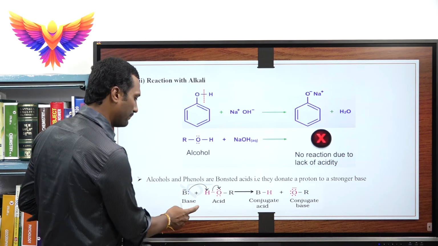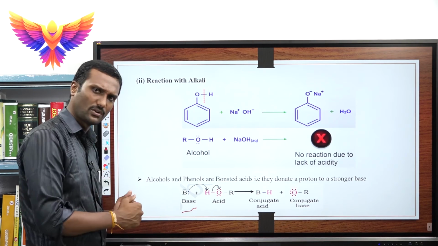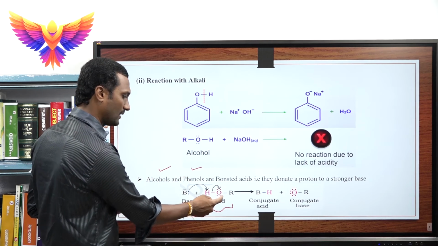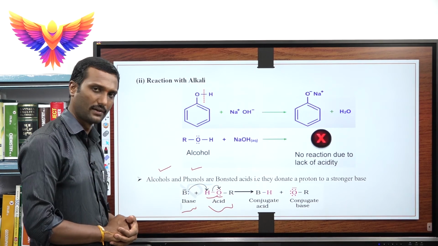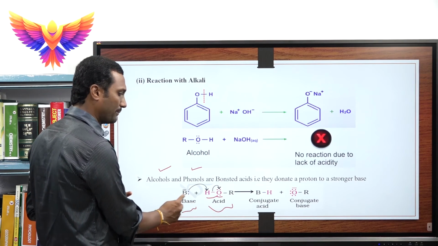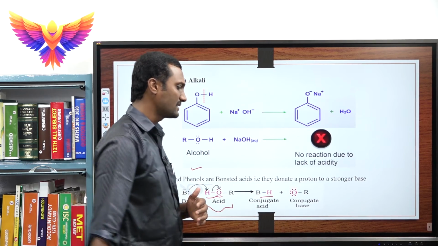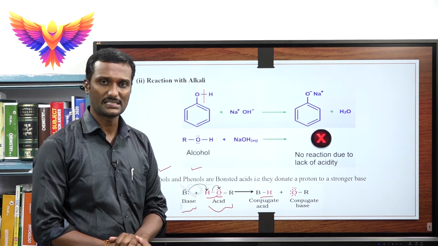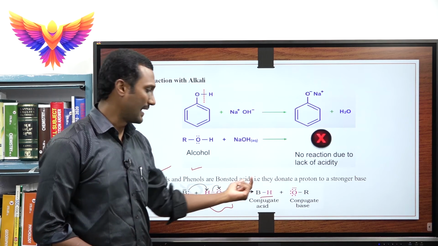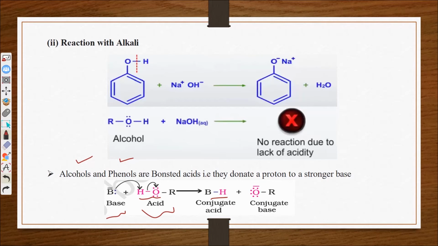So the base accepts hydrogen from the alcohol. We have taken alcohol as well as phenol; the OH means the alcohol or phenol. When that alcohol or phenol donates a hydrogen to the base, it becomes a conjugate base and the base becomes a conjugate acid. This reaction shows that alcohol as well as phenol acts as a Bronsted acid. Very important. Again we will continue by taking the acidity of alcohol.